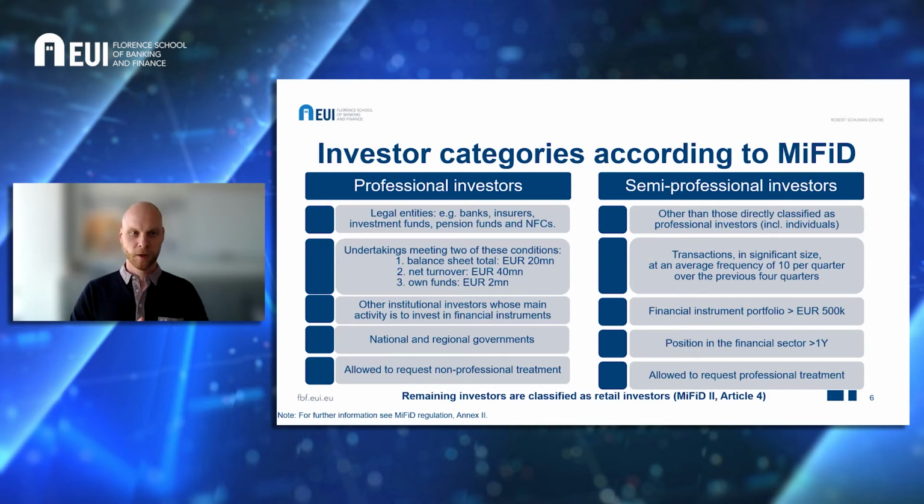So the professional investors are mainly financial intermediaries, legal entities, banks, insurers, pension funds, but could also be non-financial corporations. What's really striking for them is that they are large in size and by the activities in the financial sector. So at least they should have a net turnover of 40 million. And that they have a main activity to invest in financial instruments.